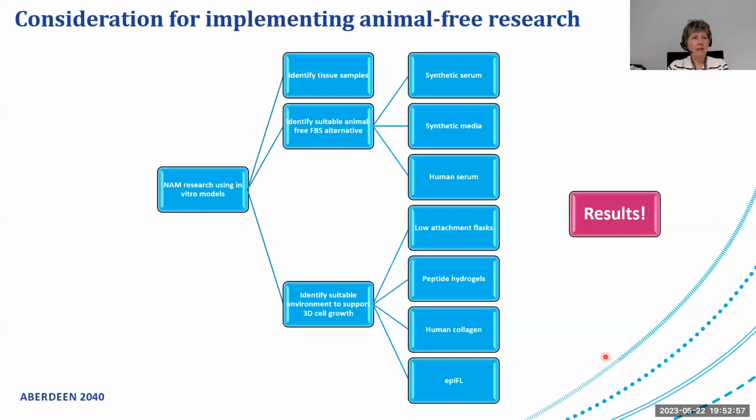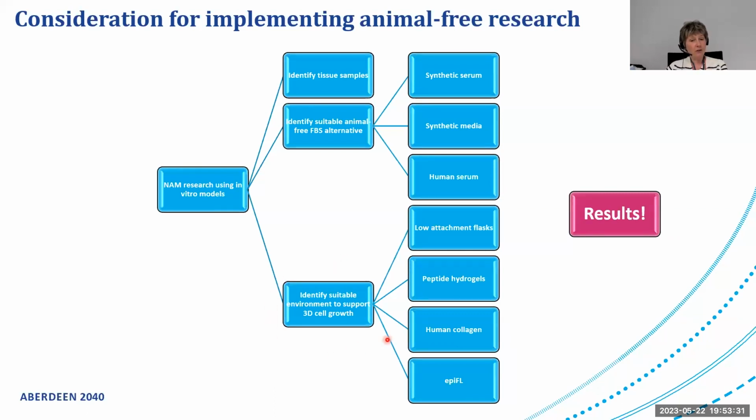And if you are considering implementing animal-free research in your labs, the non-animal methodology: first of all, identify the tissue samples that you want to use. I've pointed you towards the Breast Cancer Now tissue bank. There are, of course, other biobanks that you can use if you are looking at different diseases. It's a good idea to be identifying suitable animal-free alternatives to fetal bovine serum, and I've given you some suggestions as to what you might consider using.